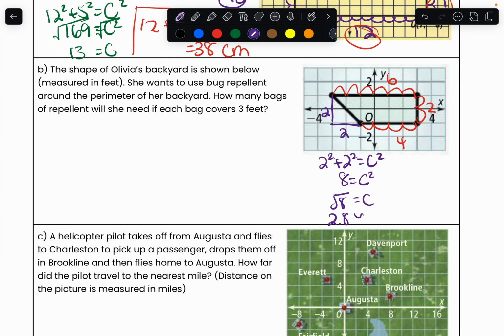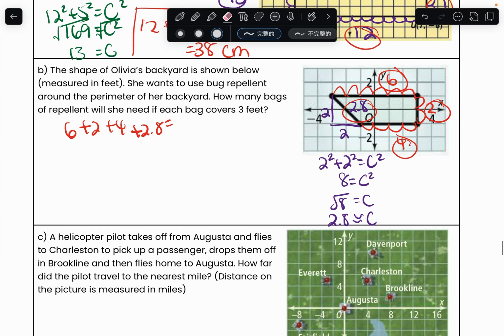Now we have all the perimeter information that we need. All we have to do is just add 6 plus 2 plus 4 plus 2.8. This means the total distance I have to cover in feet will be 14.8. And she asked how many bags she needed if each bag will cover 3 feet. So let's divide 14.8 by 3. It will give me about 4.93 if I round it to the nearest hundredths place. This means I will need about 4.93 bags.